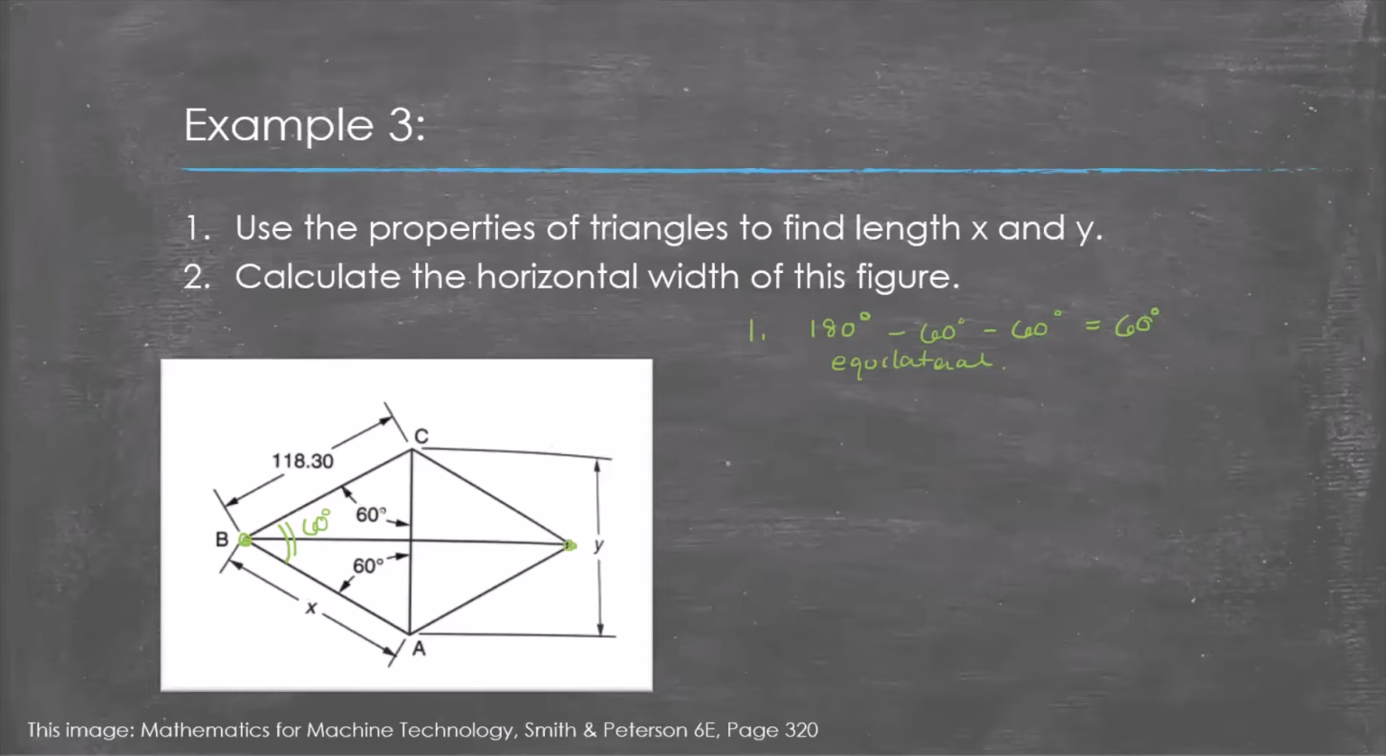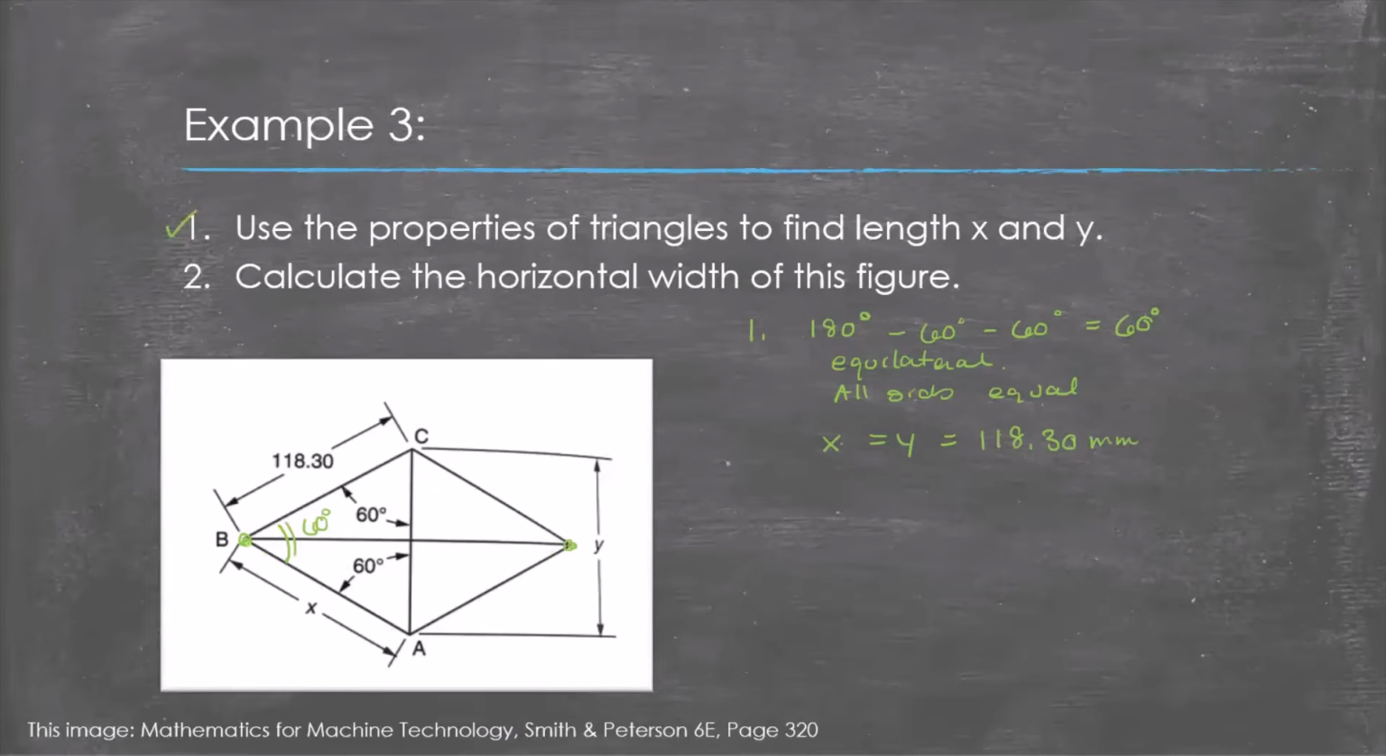So because all 3 angles are the same and it's equilateral, all sides are equal. This means that x equals y, because all sides of the triangle are equal. So this side is equal, that side's equal, and they all equal 118.30. And I'm not sure whether this diagram was in inches or millimeters. Let's say it was in millimeters, and we'll go with millimeters. I apologize for that. All right, so that answers our first question. We've got that one done.